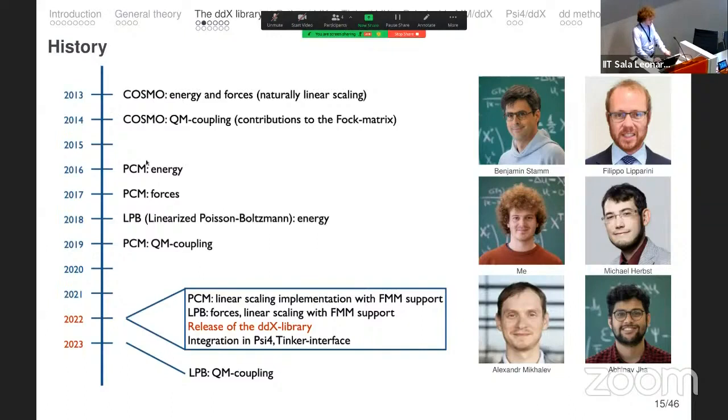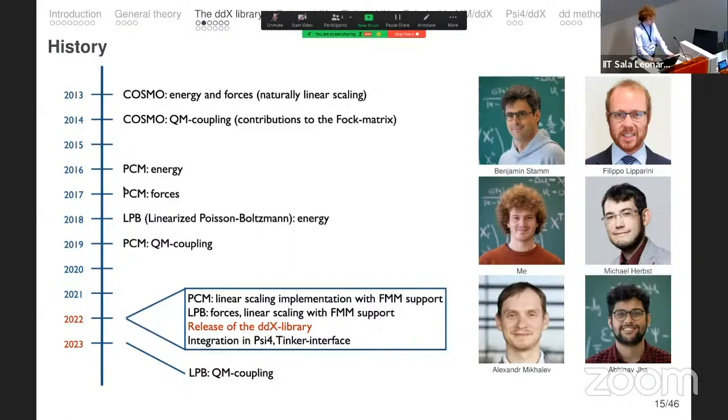And then later on, we developed something for the polarizable continuum model. And then we started investigating the linearized Poisson-Boltzmann. Also, we coupled all our methods to a quantum mechanical solute, which has some additional difficulties. And only recently, we decided to bundle everything inside the library. And we also said that we wanted to achieve this linear scaling regime.